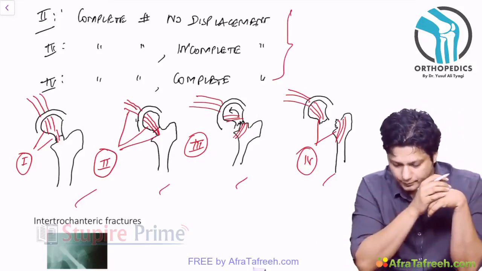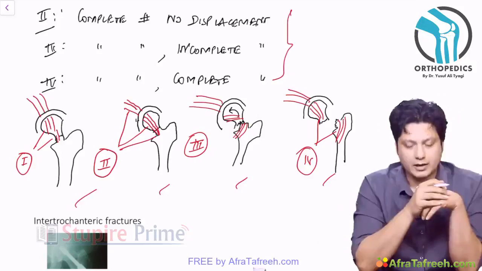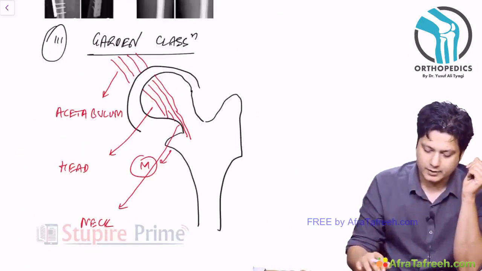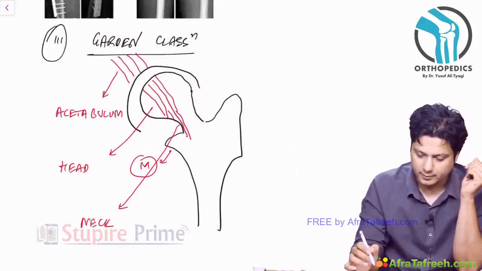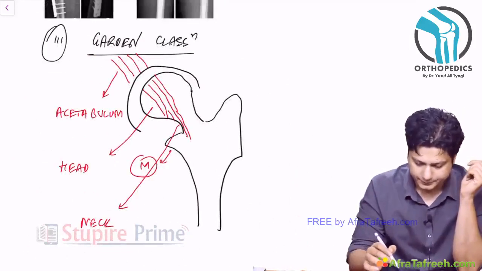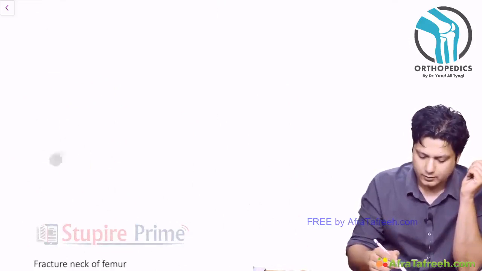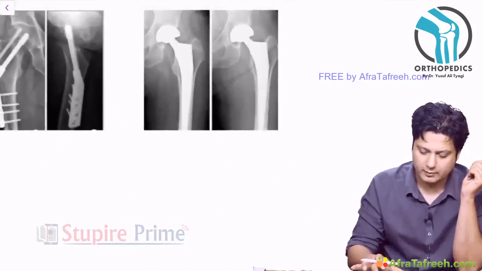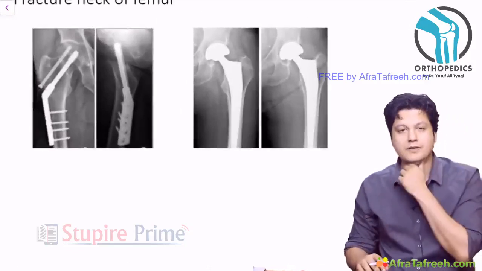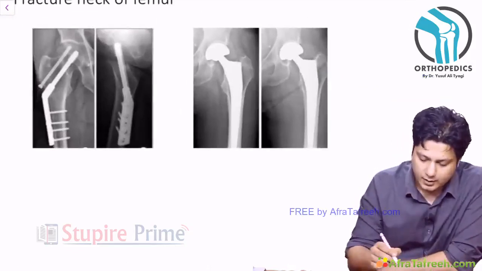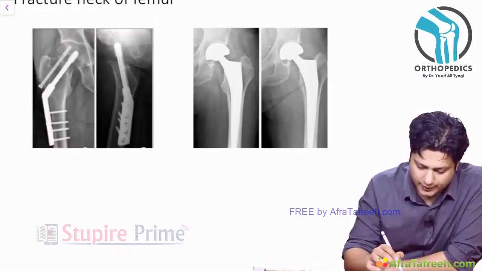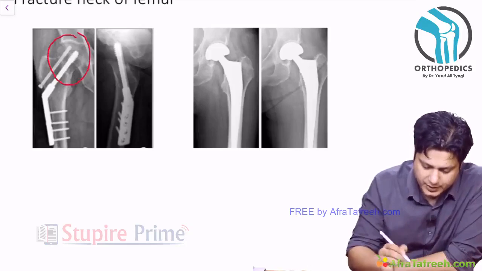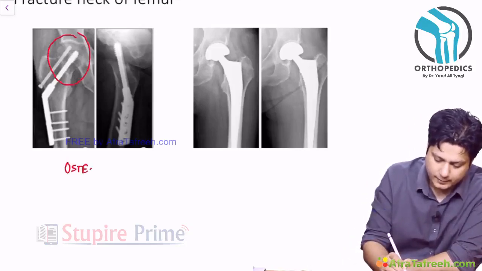Okay. Now, having discussed the classifications of the fracture in and around the neck of femur, now is the time to discuss the management, the treatment protocol for the fracture in the neck of femur. The two categories of management in fracture neck of femur can be very easily explained from these X-rays itself. One, after the fracture neck, you are trying to preserve the normal bone.